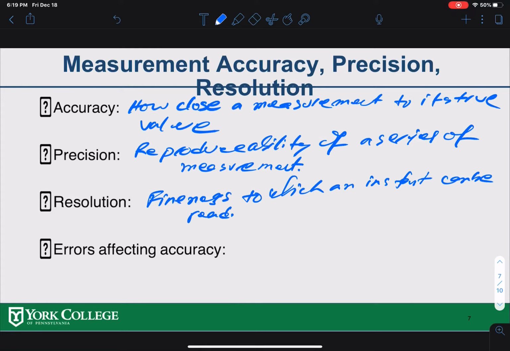So what comes to error here? If you're getting a measurement, let's say it's y, that could be affected by kx plus c. What is this? This is the measurement you're getting. So this is your measurement.